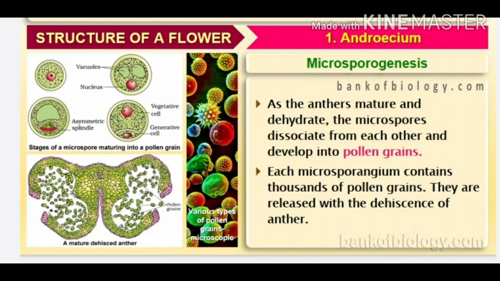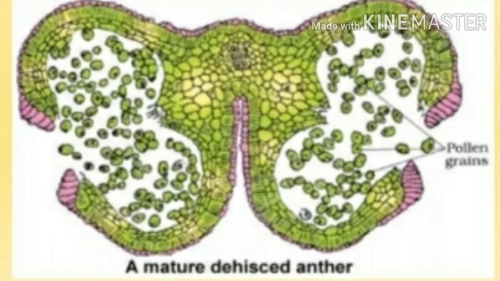And you know that microspores are round in shape. So generally the pollen grains are also spherical in structure. And you can see that as the anther matures and dehydrates, means loses the water content, the microspores will dissociate from each other, they separate from each other and develop into pollen grains.